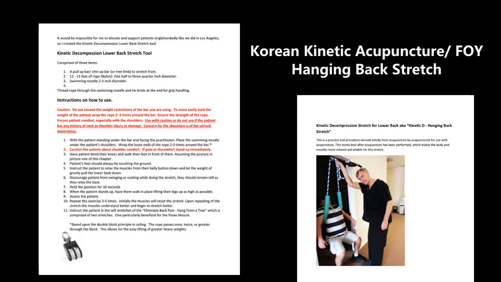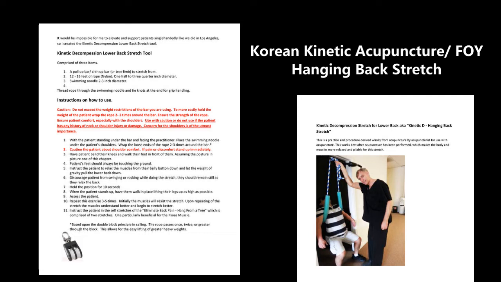1, a pull-up bar, chin-up bar, or you can find a tree limb or jungle gym, monkey bars to stretch from. But in the clinic, a pull-up bar or chin-up bar, you can buy them at the sporting goods store or online. 2, 12 to 15 feet of rope, nylon, I use a 1/2 quarter diameter rope. I use nylon, it's very strong. And 3, one swimming noodle with a 2 to 3 inch diameter in the middle.